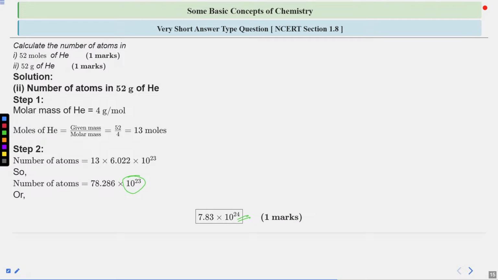If you are having any confusion in this writing way, then you can easily follow this trick. Moving left, increase the value; moving right, decrease the value. If you move to the left by 1 digit, increase the power by 1. If you move to the left by 2 digits, increase the power by 2. So this is also of 1 mark. So the first and second parts are solved. Does anyone have any issue in this question?